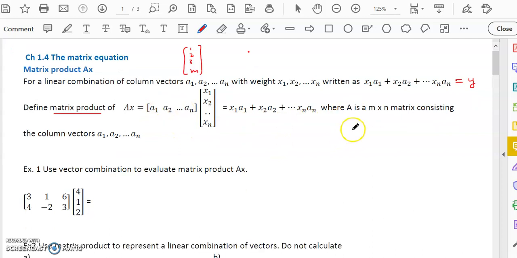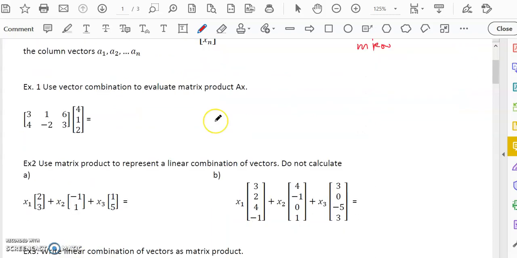And obviously, because each a vector has m entries, this matrix will have m rows, and we call it m times n. It has m rows, and it would have n columns because you have n of these vectors, right? So this is just a definition of Ax.